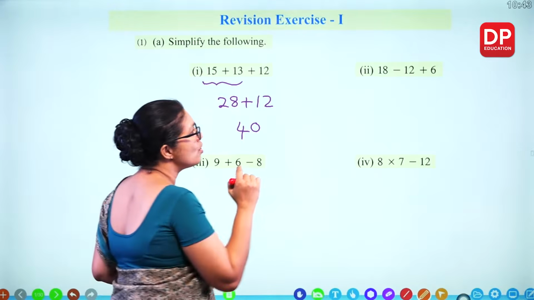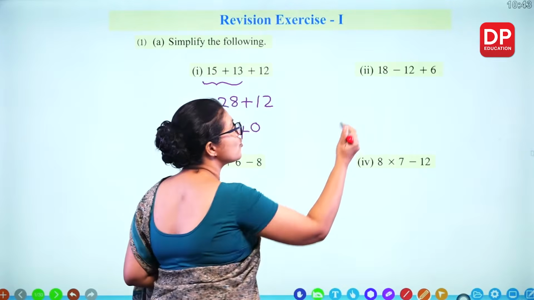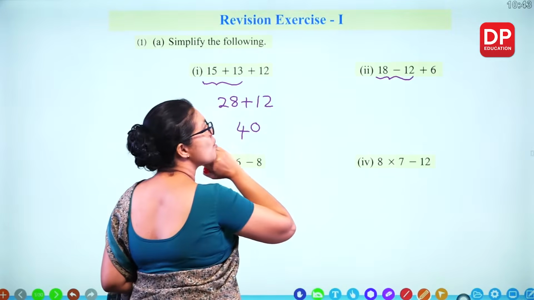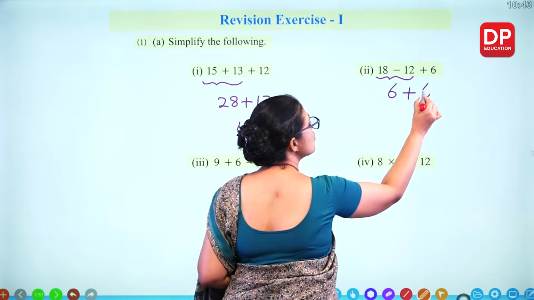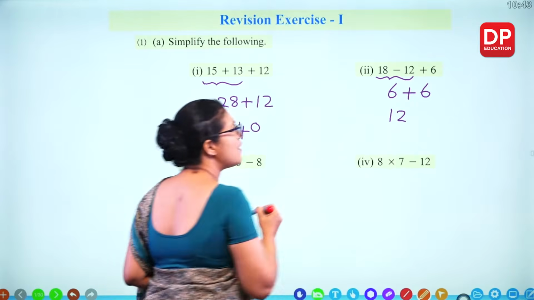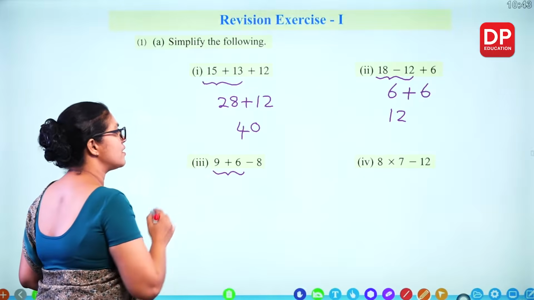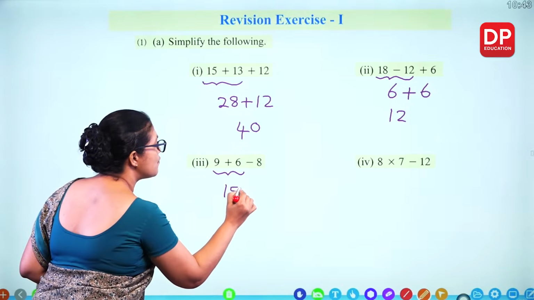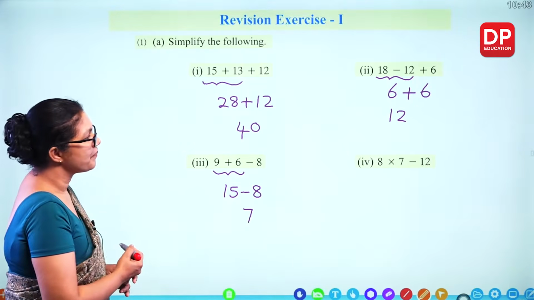Question number 2. Subtraction is also, there's no order. So you can start from left. 18 minus 12, you get 6. Then add 6 to that, you get 12 there. This one, addition and subtraction, there's no order. 9 plus 6, 15. 15 minus 8, you get 7.